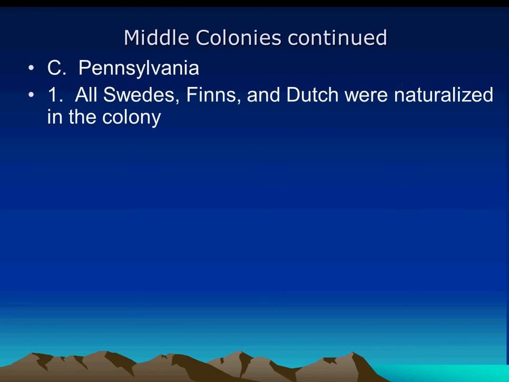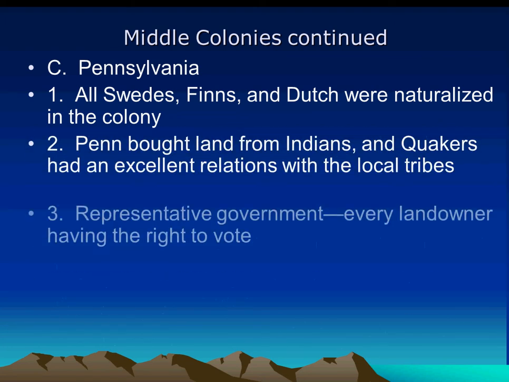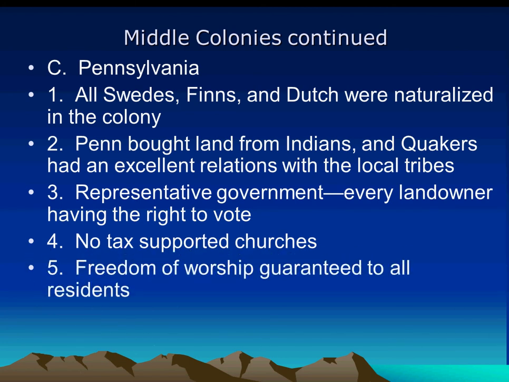So other people living there, Swedes, Finns, Dutch, they all become naturalized into the colony. And of course, Penn will buy land from the Indians and try to maintain a good relationship with Native Americans. Representative government, if you were a landowner, you had the right to vote. You didn't have to pay taxes to support the church, and you could worship however you saw fit.